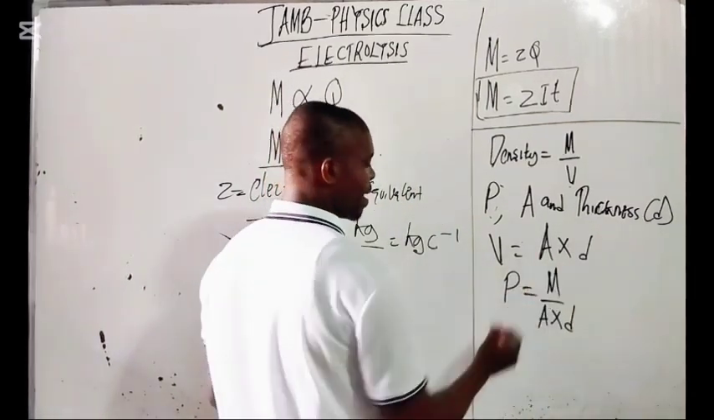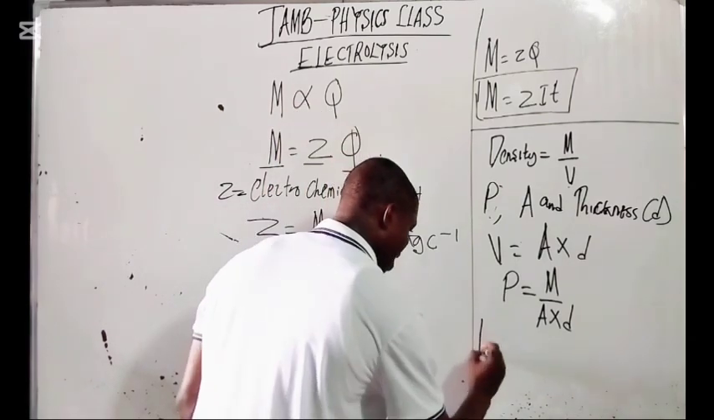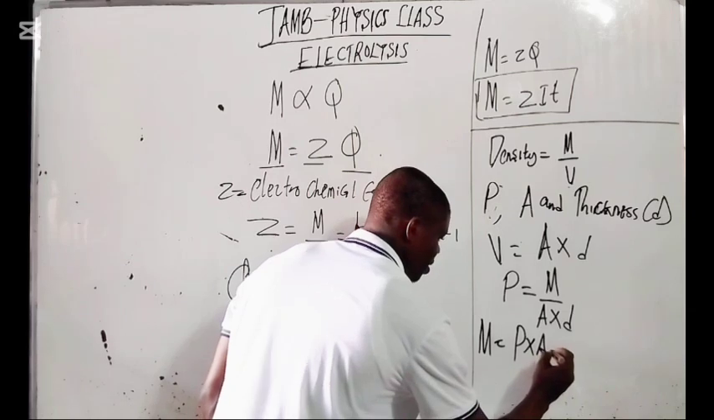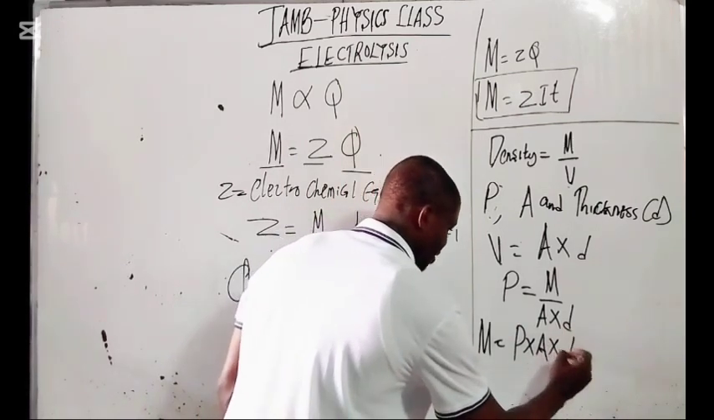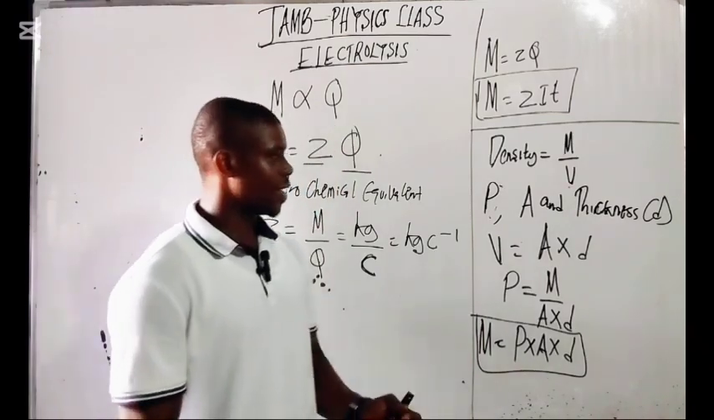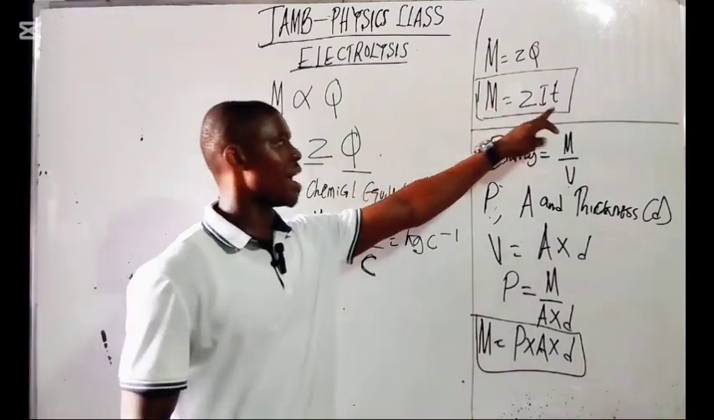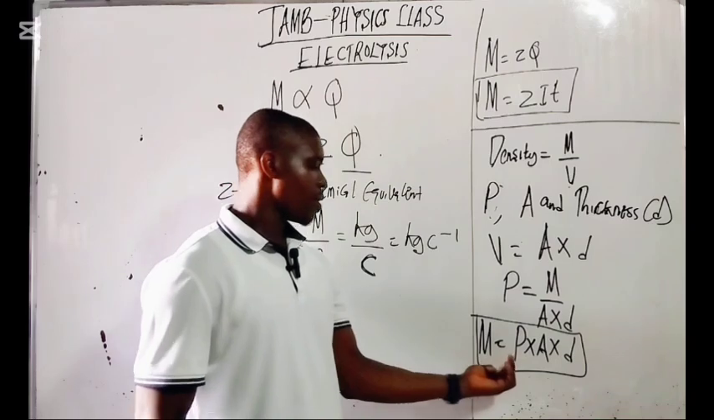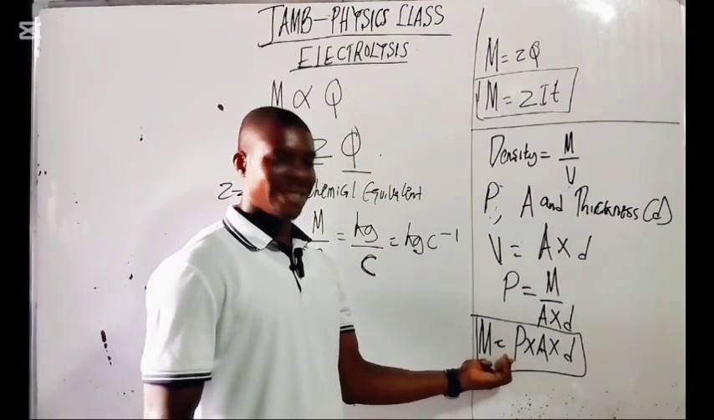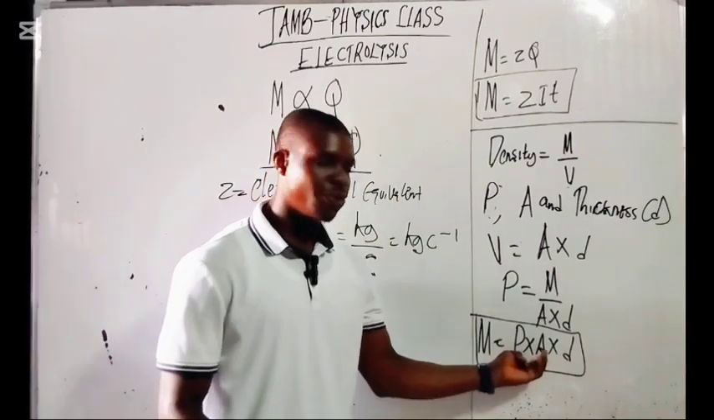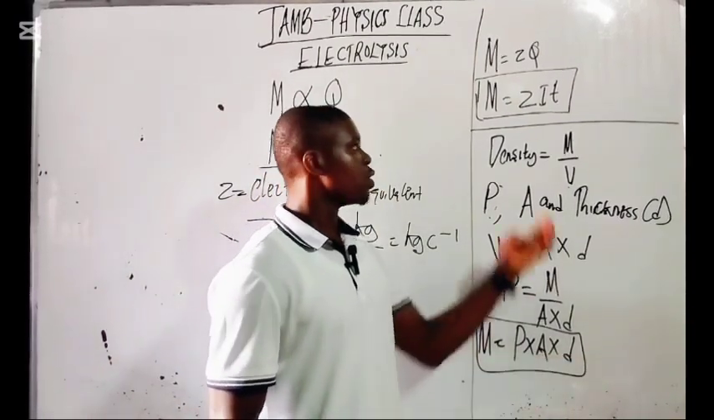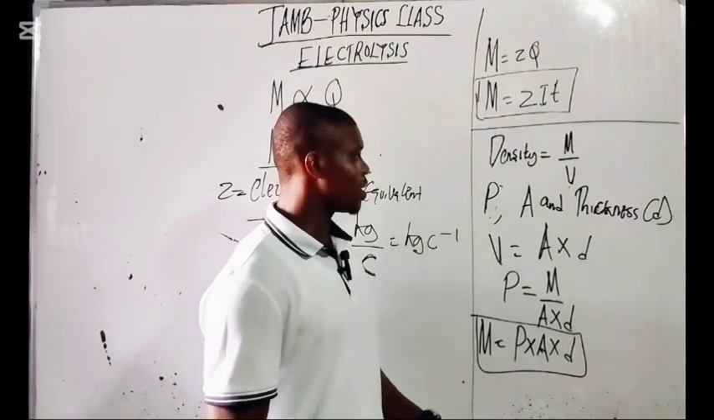So if I make mass my subject of formula here, my mass is equal to the density, which is P, times the area times the thickness. Now the other thing to understand here, remember my M equals to ZIT, right? So here I can see that my M is also the density of the substance times area of the cathode times thickness of the substance deposited too, right? So you can equate them together here.